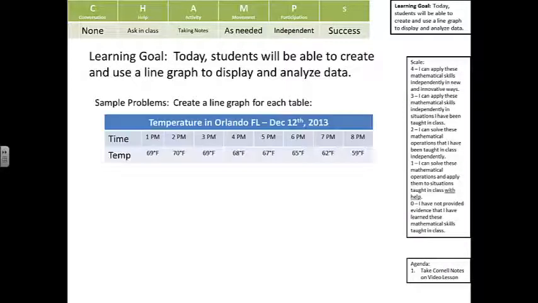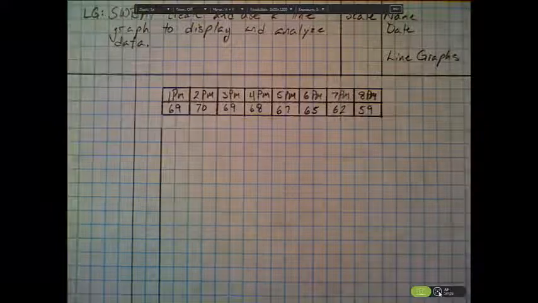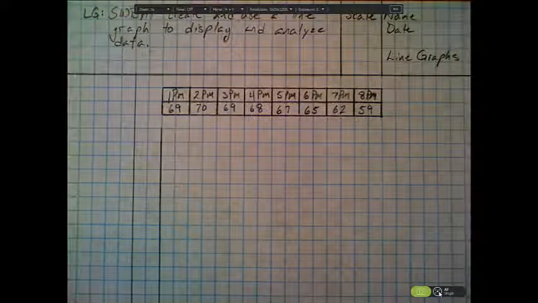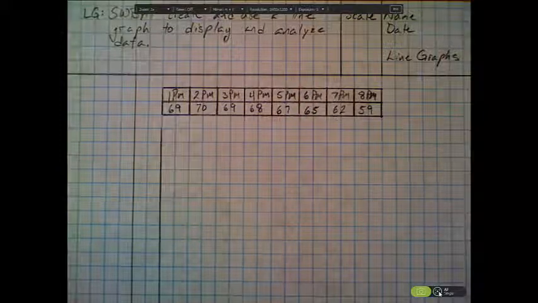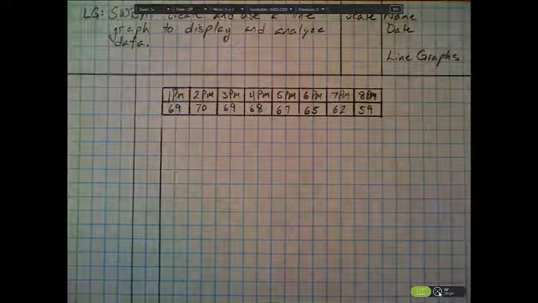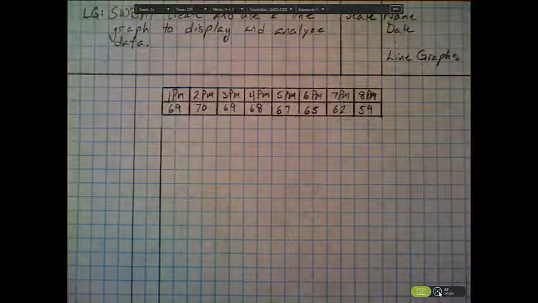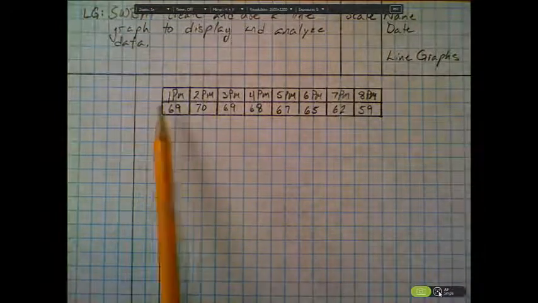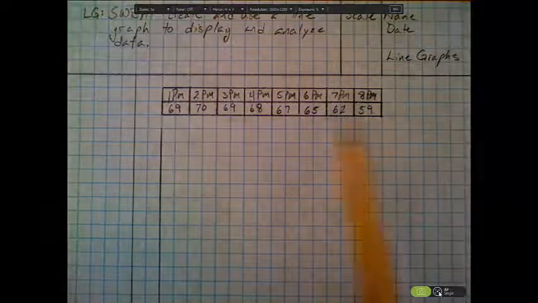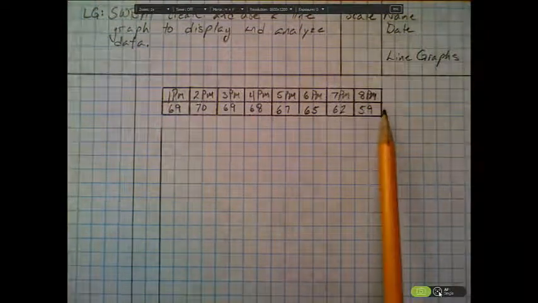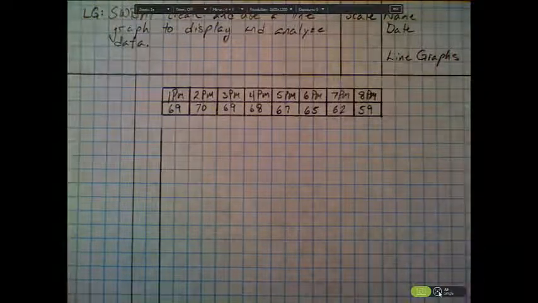So we're going to create a line graph, and we're going to use this data set. This is projected temperatures in Orlando, Florida on the day December 12th, 2013, and it goes from 1 p.m. to 8 p.m. Alright, so the first thing I've done is I've gone ahead and copied down the data table, just so that I don't have to keep switching back and forth between the PowerPoint slide and our work on the paper here. So we see that we have the time going from 1 p.m. to 8 p.m. and then we have the temperatures that were projected for those times for December 12th.